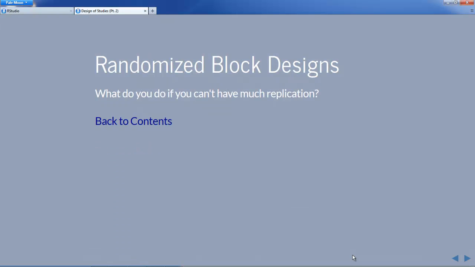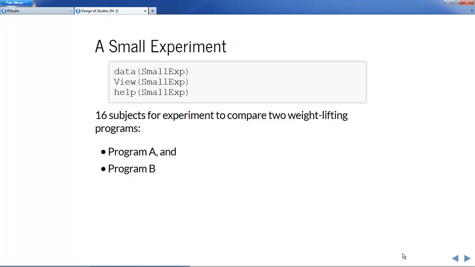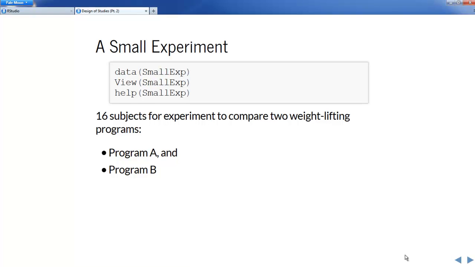So, what do you do if you can't have so much replication? That was what made a completely randomized design so effective, but sometimes you simply don't have that many subjects. Let's take a hypothetical small experiment. It's in the TigerStats package, so again, to get a close look, run the data and the view commands.